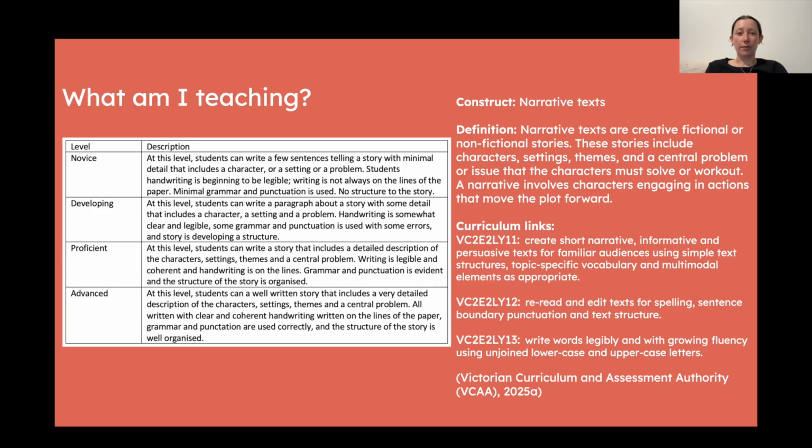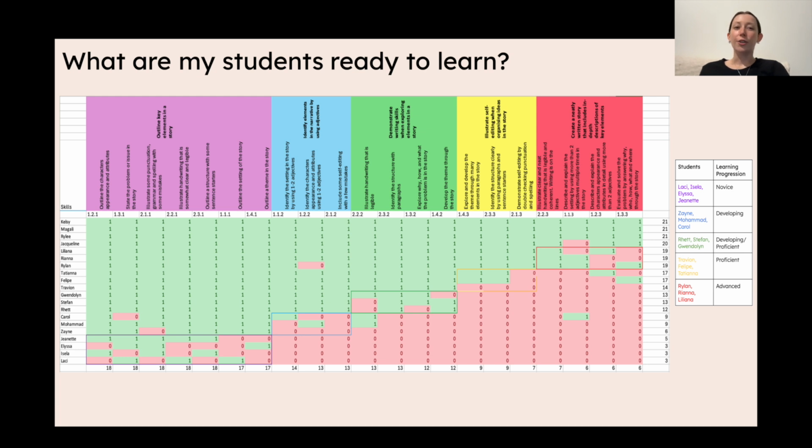I am teaching the construct of narrative texts, which are creative fictional or non-fictional stories that include character, setting, themes, and a central problem or issue the characters need to solve. This construct aligns with the Victorian curriculum literacy strand, creating text, which focuses on creating short narratives using simple text structures and vocabulary, rereading and editing text for spelling and punctuation, and writing words legibly. The learning sequence encapsulates the curriculum link so students can develop their understandings of narratives. Learning this construct is highlighted through the learning progression chart on the left that goes through 4 levels from novice to advanced.